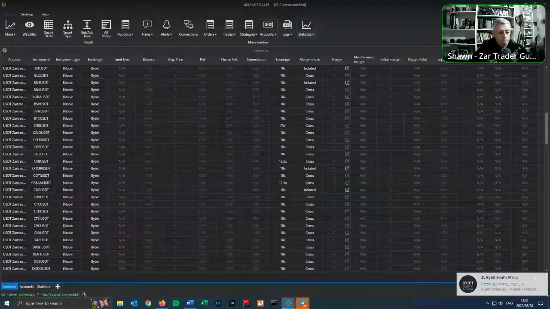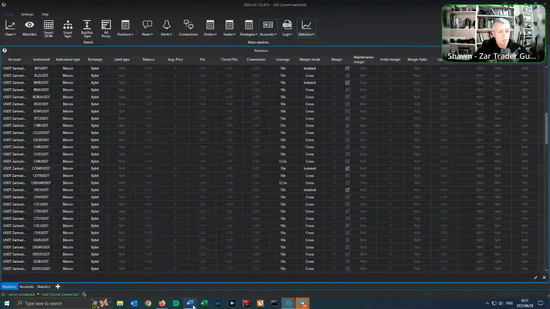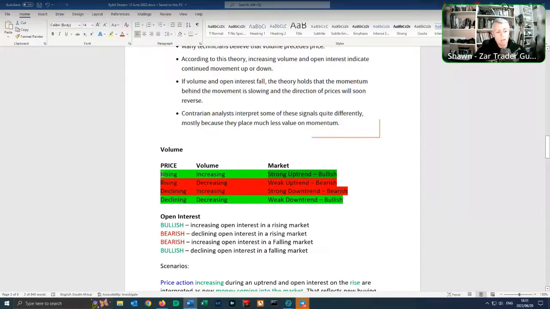Okay, so literally, if the price is rising and volume is increasing, we have a strong uptrend, bullish. Inversely, where price is rising and volume is decreasing, we have a weak uptrend. Like I said to you, I often look at where the volume starts decreasing because I know the trend is going to come to an end and we could have a reversal, and that is actually bearish.